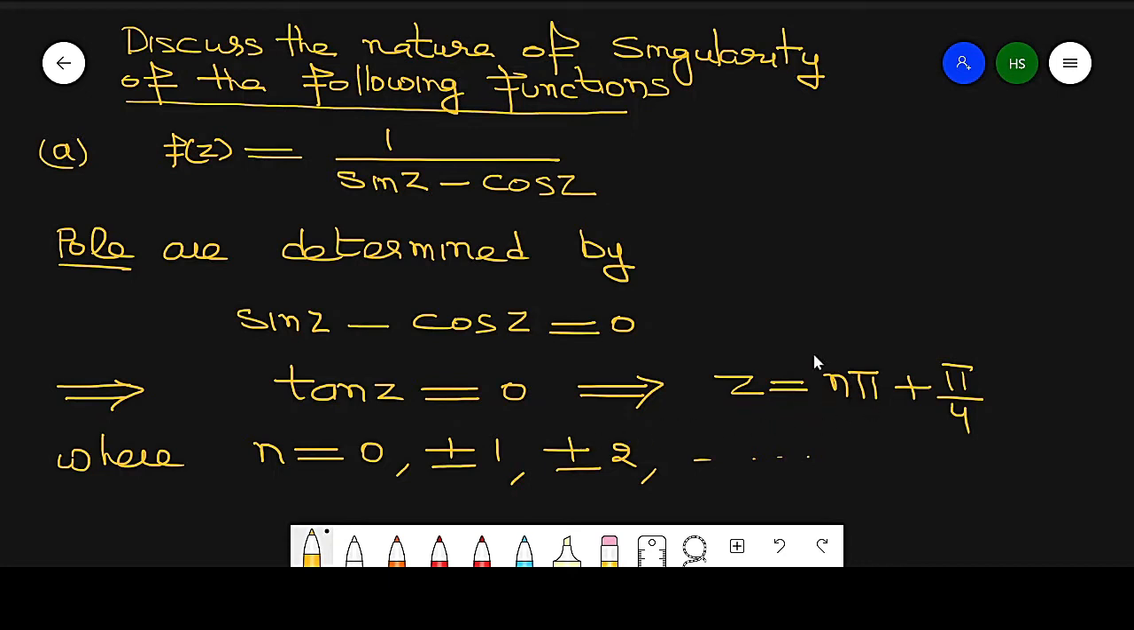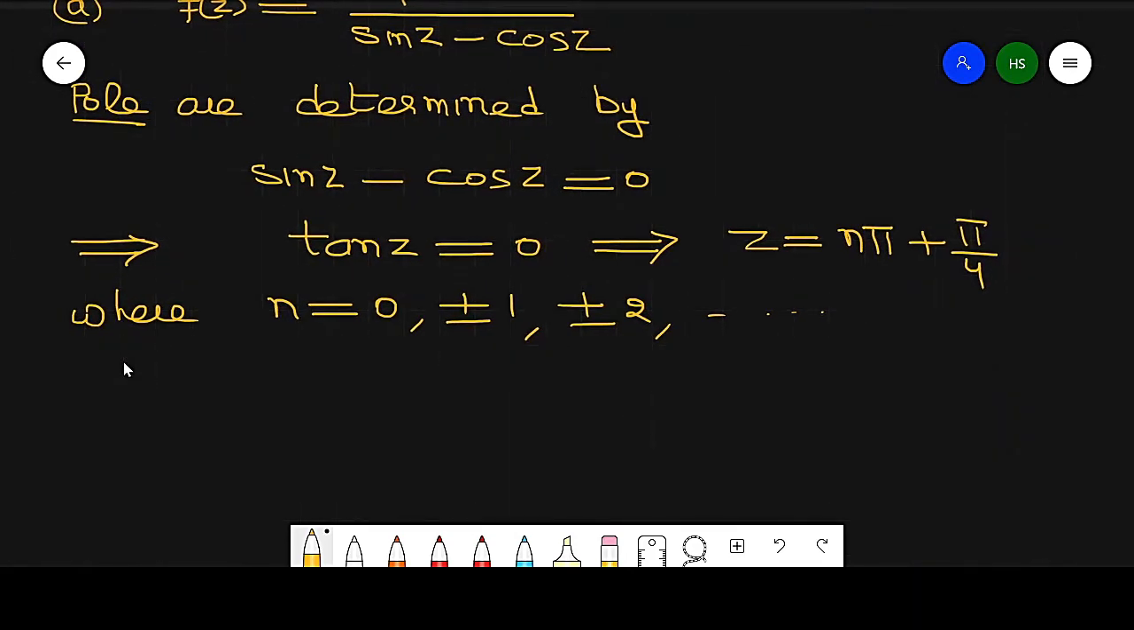Similarly, z equal to pi by 4 when n is equal to 0, so it is a simple pole. So it has an infinite number of singularities of this kind, n pi plus pi by 4, and it has pole of order 1, so it is called a simple pole. Now, that was question number 1.